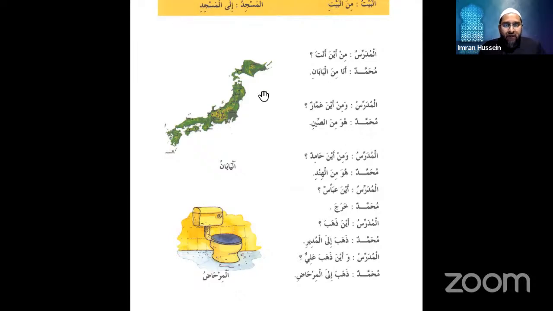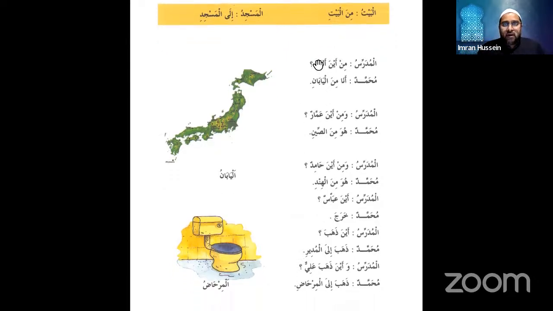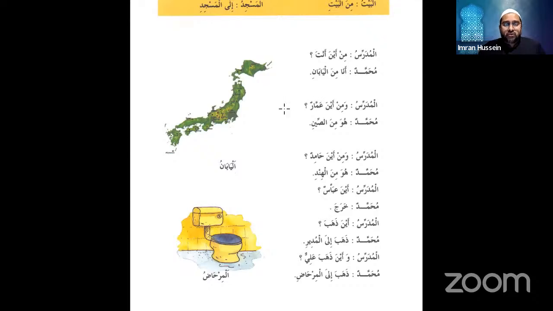Right, I'm going to start reading this now. Al-baytu means the house. Min al-bayti means from the house. Al-masjidu, the mosque, and ila al-masjidi means towards the mosque. So from and towards, these are the two words. And the second noun is always getting a kasra. Bismillah ar-Rahman. Al-mudarrisu.